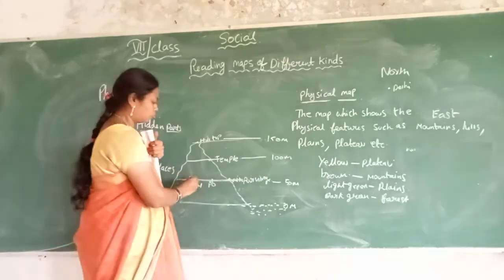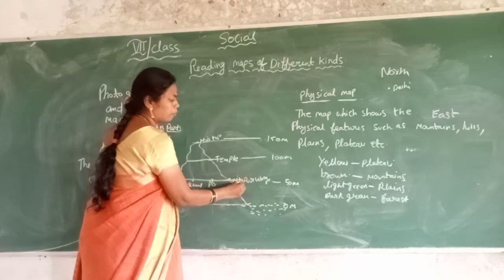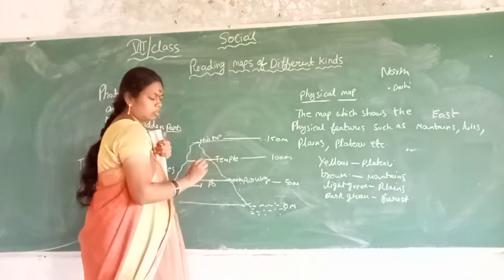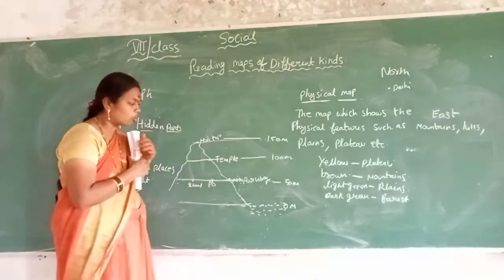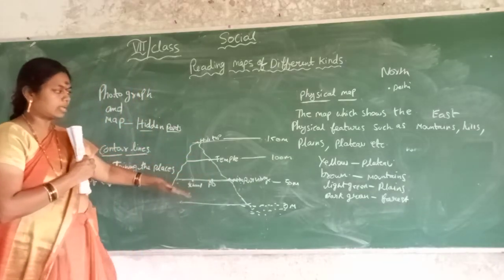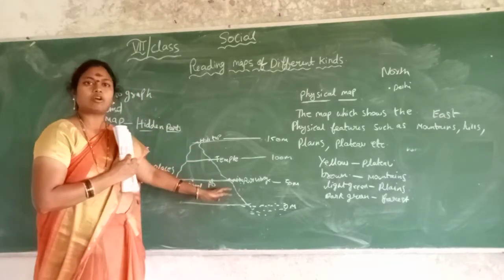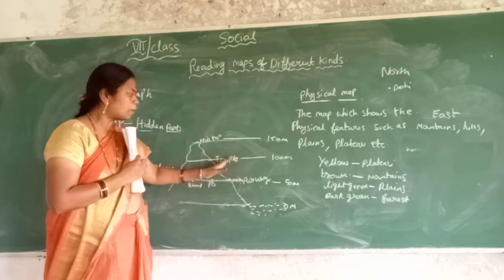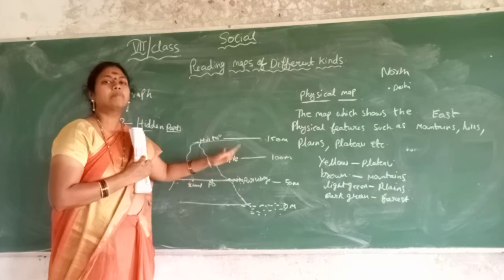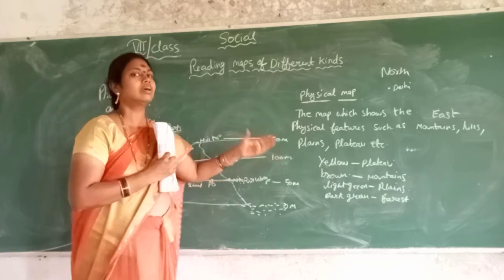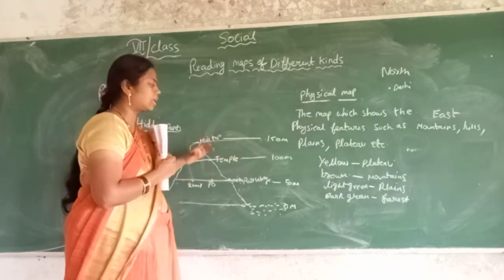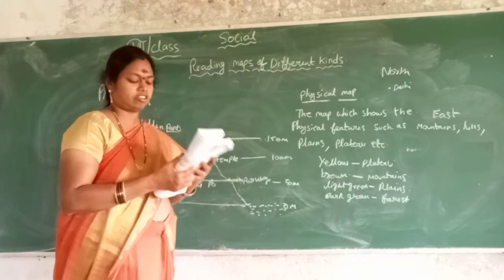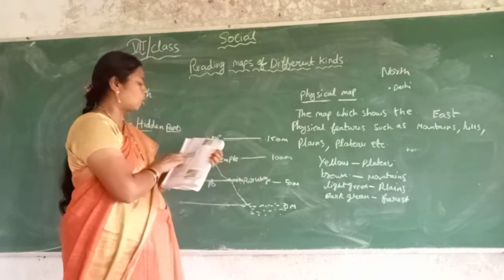So here school, post office and Nimpur village, these three of them are on the same line. So in this way, with the help of contour lines, you can easily calculate the height of a particular area from the sea level. And with the help of these contour lines, you can prepare the map showing the height. So this is about the contour lines.